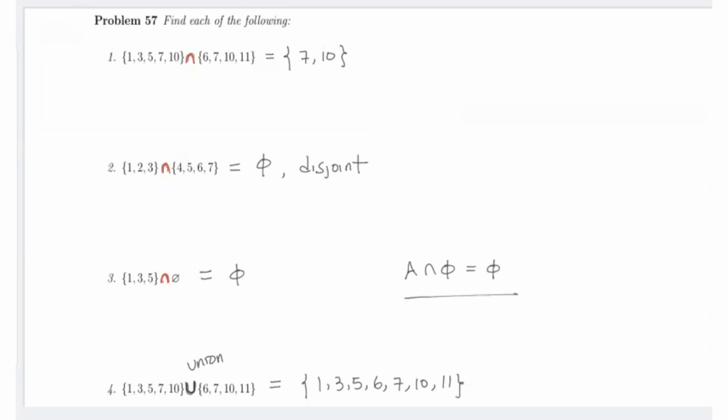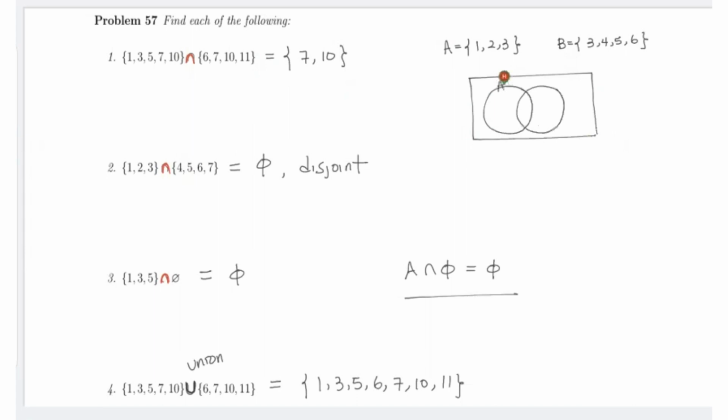I need a space. So here, suppose I have set A given as 1, 2, 3. Set B, I have 3, 4, 5, and 6. I want to draw a Venn diagram. Okay, are you ready? Here's set A. Here's set B. Of course, the universal set is somewhere out there. I'll make it big so you can understand it better.